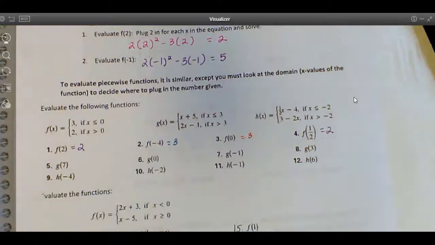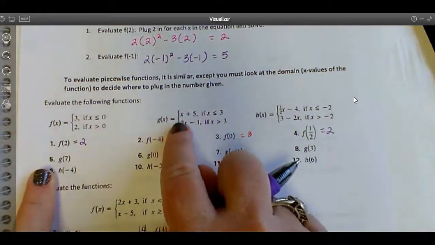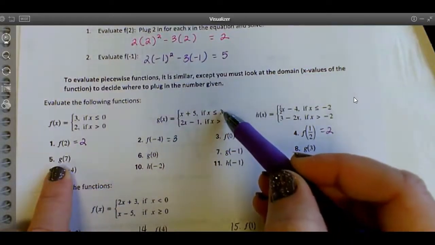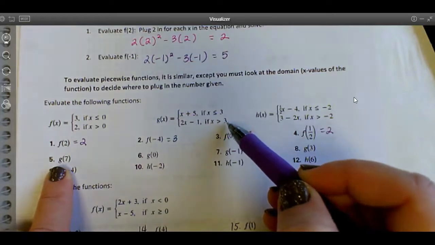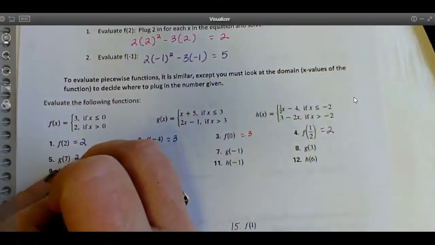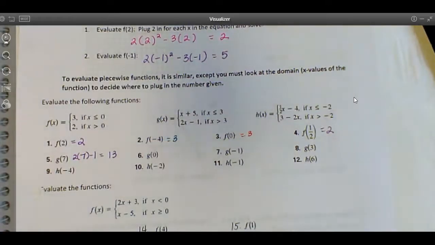Now when we were talking about f of x, it was just 3 and 2, and our answers were going to be 3 and 2. Let's look at one where you actually have to plug it in. Okay? So these right here, they all say g, so I'm looking at this function g. Okay? So g of 7. Well, 7 is not less than 3, it's greater than 3. So 7 is going to go right here, and I just plug it in. 2 times 7 minus 1, which is 13. So these you actually evaluate. You just figure out which one it falls into, and then you evaluate it.